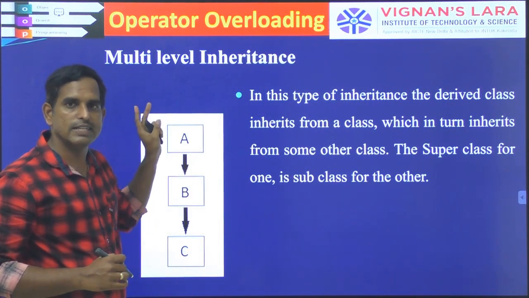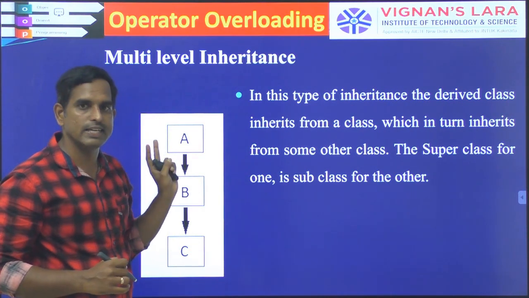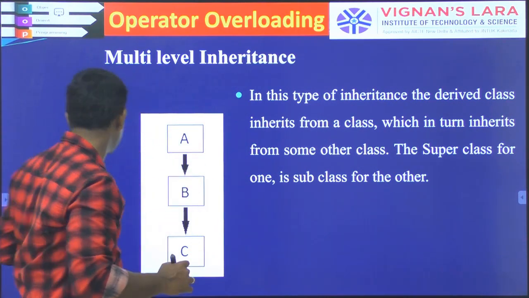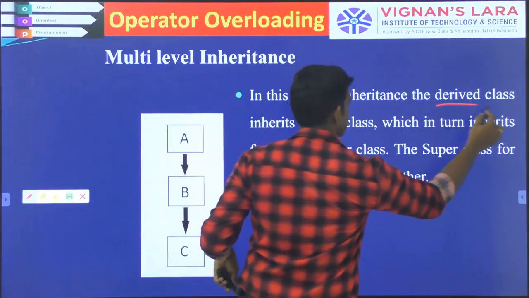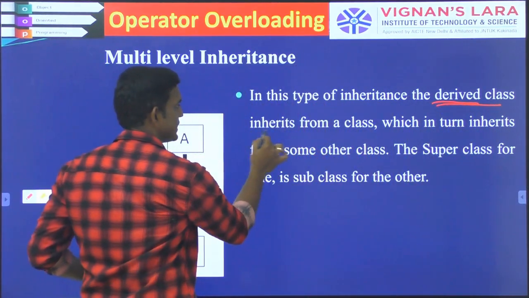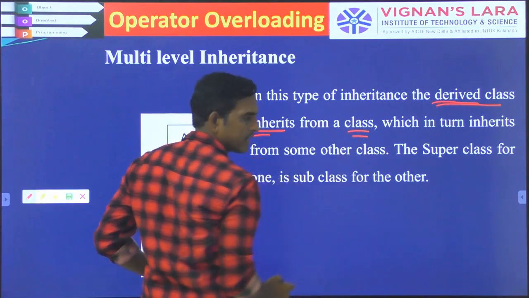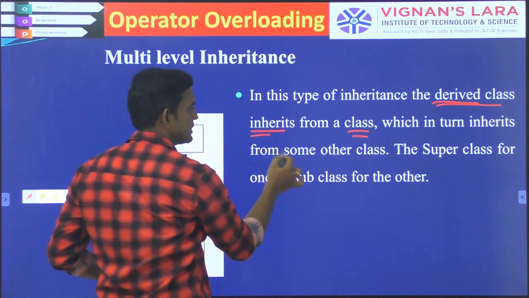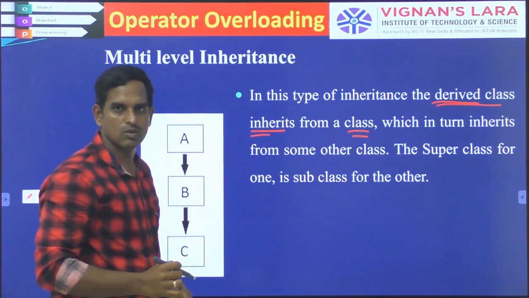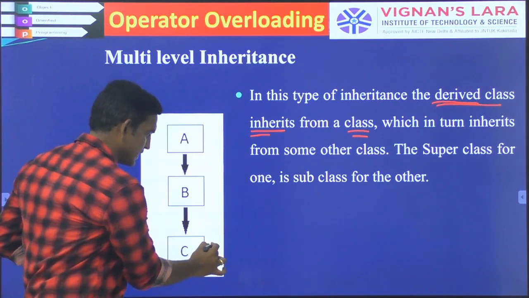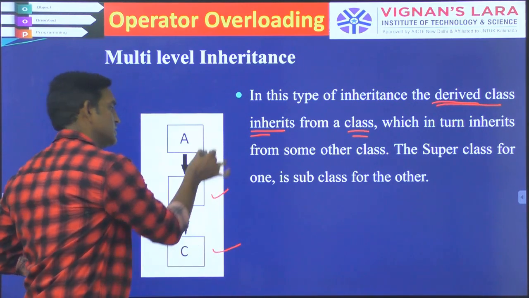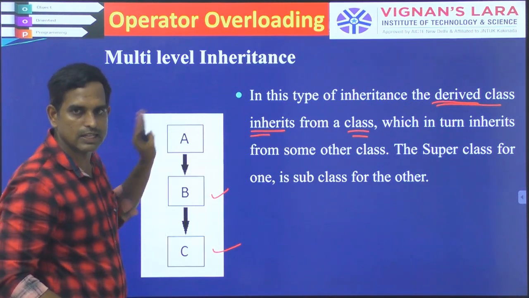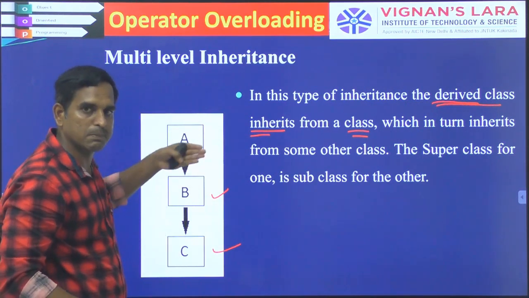Another type of inheritance is multi-level inheritance. In this type of inheritance, the derived class will inherit from a class which in turn inherits from other classes. You can have multiple levels like this.